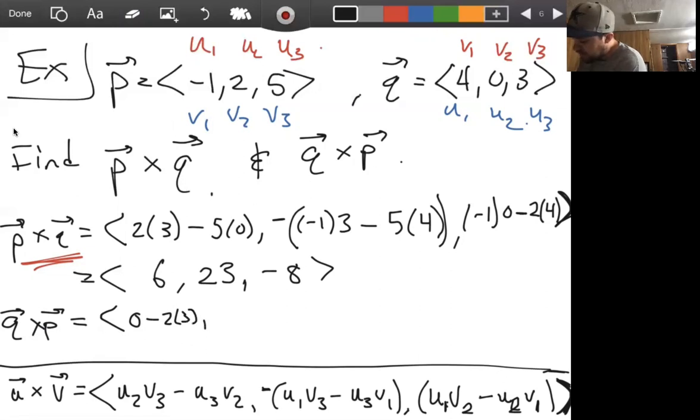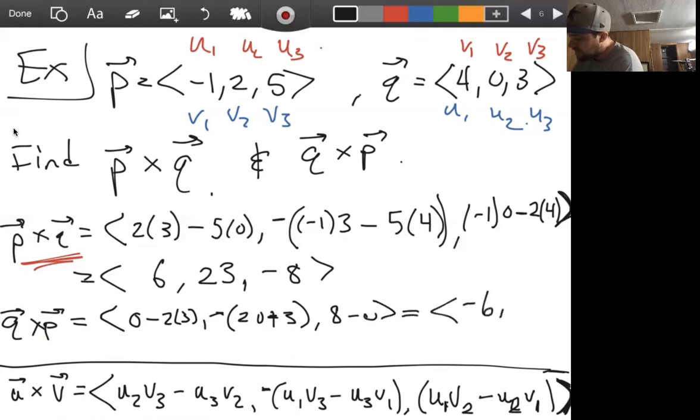In the second term, we have negative, parenthesis, then we have U1, V3. So that's 4 times 5, so that's 20. And then minus U3, V1, which is minus a negative 3, so that's plus 3. Okay, and then in the third component, we have U1, V2, which looks like it's going to be 4 times 2, which is 8, and then minus U2, V1. But U2 is 0, so that's 0. And so Q cross P is negative 6, negative 23, 8.